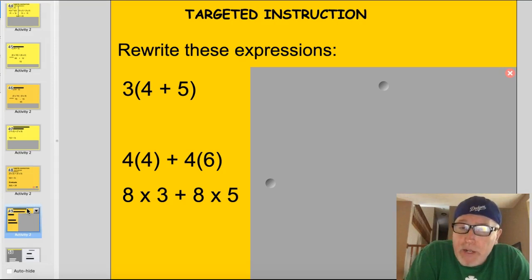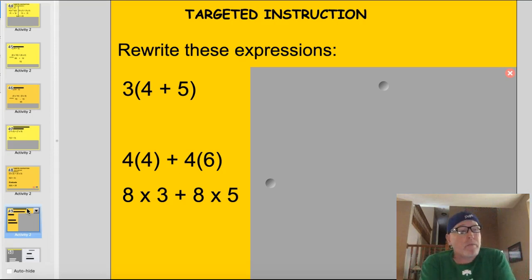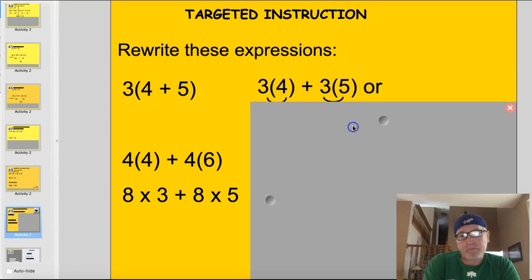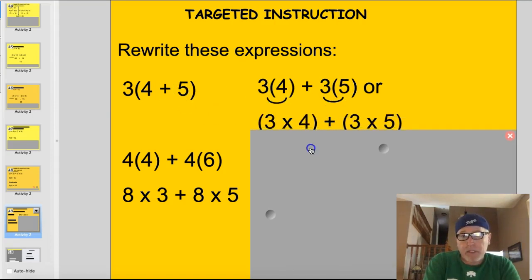Okay, 3 more. See if you can rewrite these problems using the distributive property. Go ahead and pause the video. Well, if you rewrite this one, the 3 repeats, so you could write 3 times 4. I use the brackets like this, and 3 times 5. Same thing. You have a plus in the middle. I guess I wrote it out that way as well. You can see either way is fine.